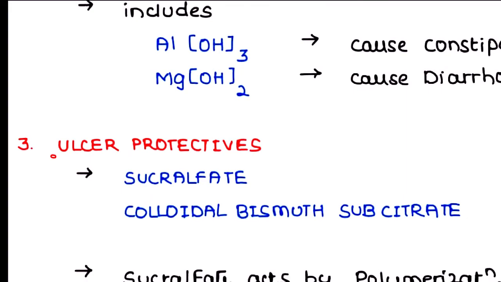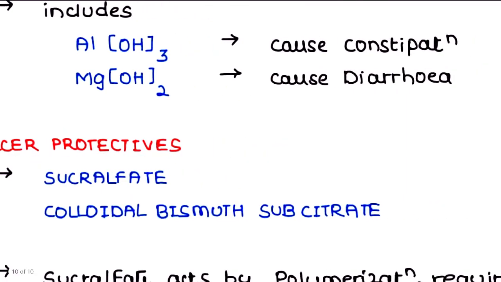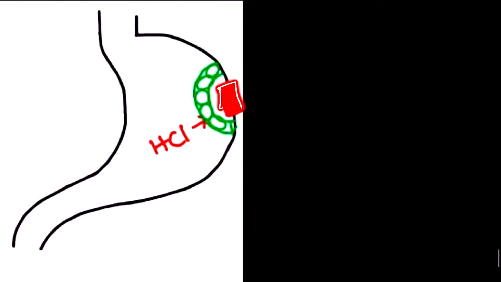Now talking about ulcer protective. Let's suppose there is one ulcer right here in our GIT. Now this ulcer, on being exposed to this HCl, will get degraded more and more, because of which the ulcer will worsen. So we need to protect this ulcer from getting in contact with this HCl. To protect this ulcer, we have got one class of drugs, the ulcer protective drugs, and under that we have sucralfate and colloidal bismuth subcitrate, right?